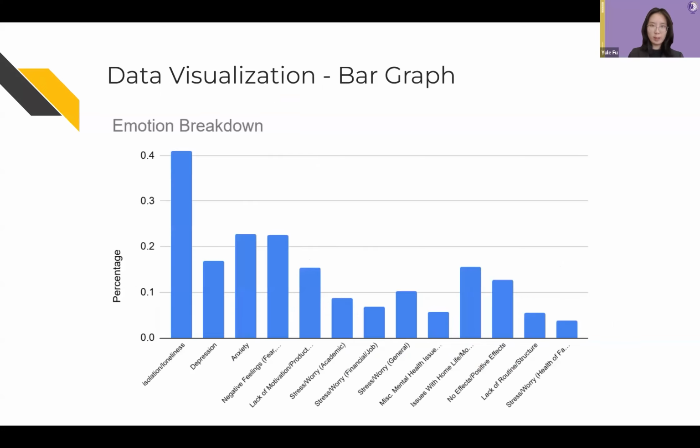Just a simple breakdown, we can see how often these emotions appear in these text responses. Isolation appears very often, which makes sense. People often feel isolated during COVID. And then we have depression, anxiety, negative feelings, and so forth. We classified emotions that appear very commonly as major emotions and emotions that appear not that commonly as minor emotions. I'll get to why that is important later down the line.